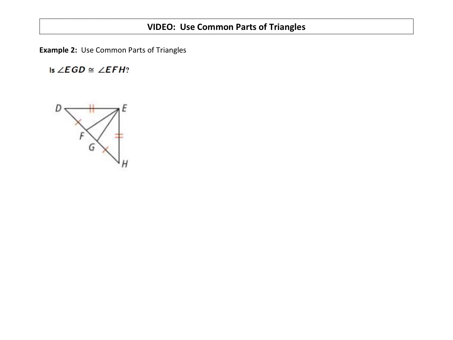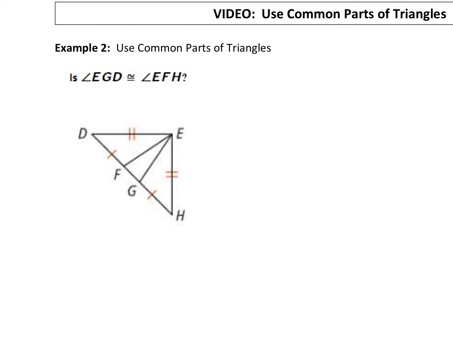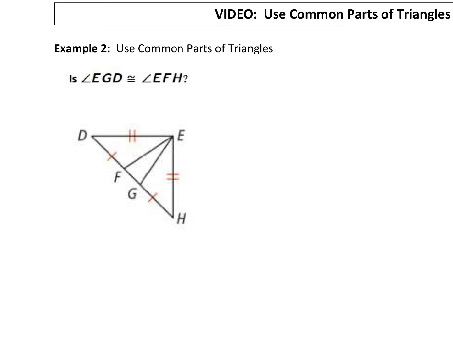In our second example, we're going to work on using common parts of triangles. Our question is: is angle EGD congruent to angle EFH? So let's look at our figure and find those angles. Angle EGD, so that means the vertex is at G. So go from E to G to D. So that's this angle right here at G on this side.